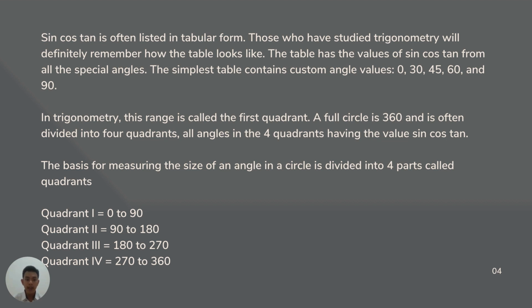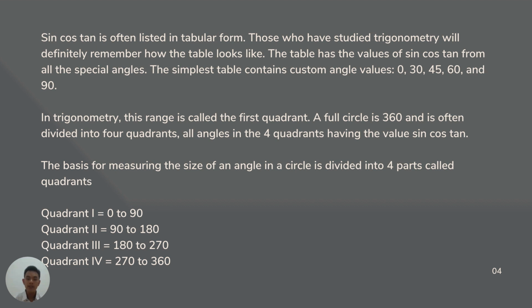Sin, cos, tan is often listed in tabular form. Those who have studied trigonometry will definitely remember how the table looks like. The table has the value of sin, cos, tan from all the special angles. The simplest table contains special angle values 0, 30, 45, 60, and 90. In trigonometry, this range is called the first quadrant.